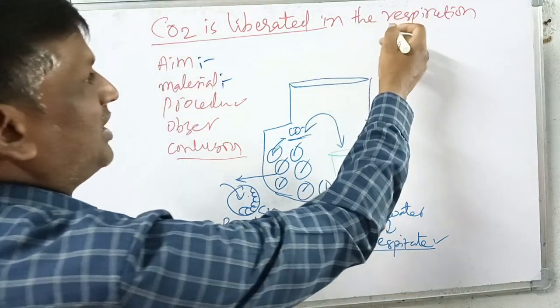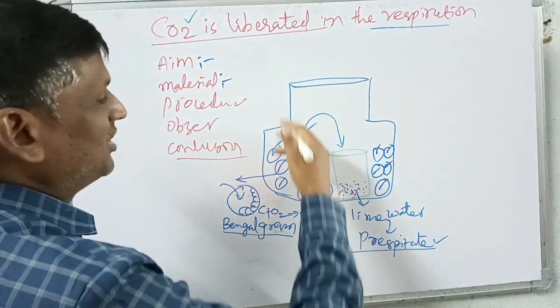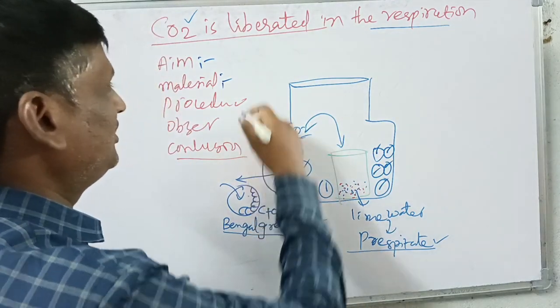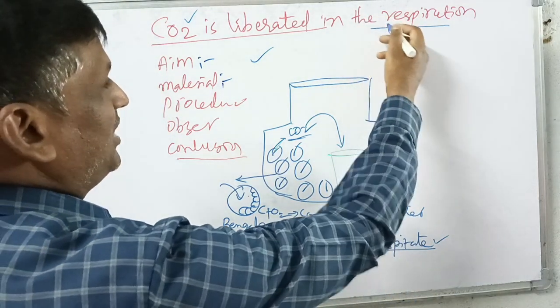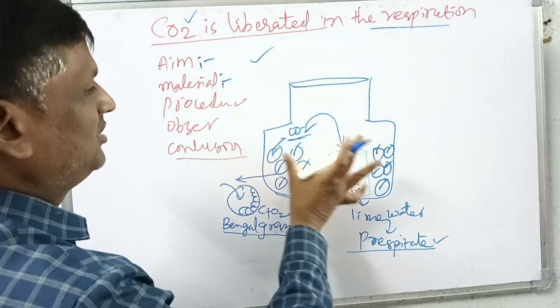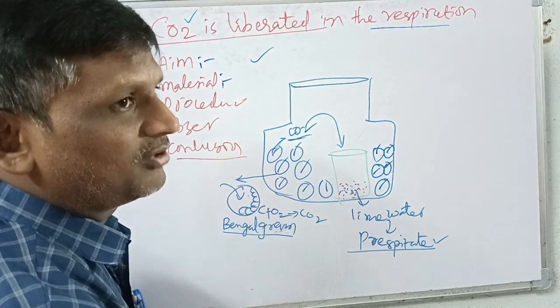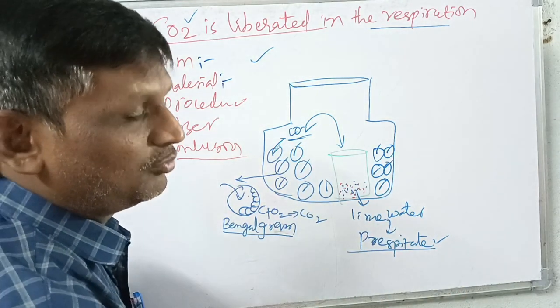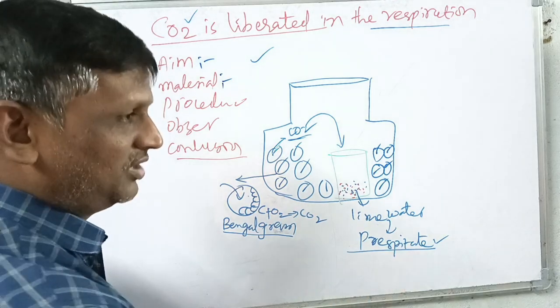That shows that in the plant's respiration, carbon dioxide is evolved or liberated. Very easy. If we are asked how to prove that carbon dioxide is liberated in the plant's respiration, we can write the answer like this. Take the Bengal gram seeds, soak them in the water for the whole night, then take them out and keep them in a wet cloth so that they germinate.